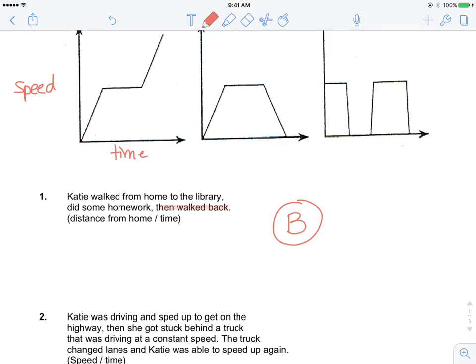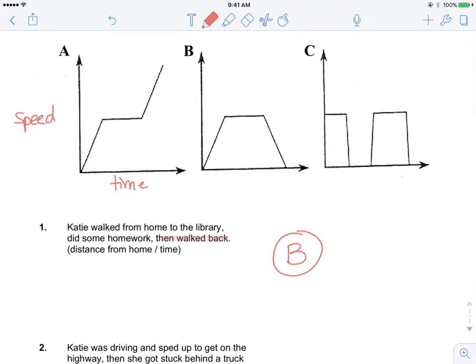Okay, so it says she sped up to get on the highway. So the first thing we should see in the graph should be her speeding up. Okay, that works. So does this. This last one here, we kind of are starting off at a constant speed, so that's not working. This right here is not speeding up, right? So we're going to cross this off.